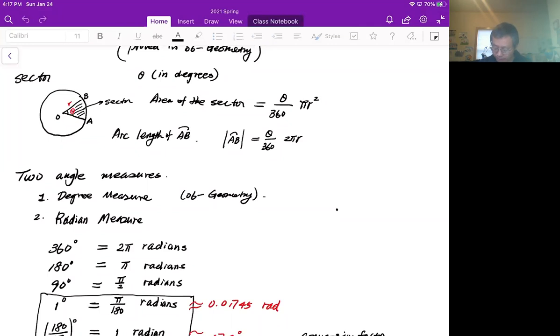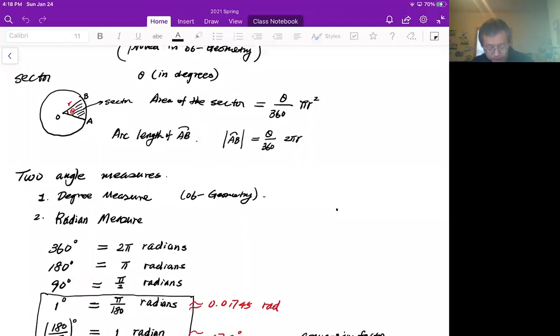Okay, very good. Now next, so we have the arc length. The area of the sector is pi r squared. That's the area of the whole thing, and divide by 360 and times theta, right? So it's just proportional to the area of the sector. And then the arc length of AB. Again, I go over the whole revolution, 2 pi r, that's the circumference, and I divide by 360 and times theta. So again, this is just a portion of that circle.